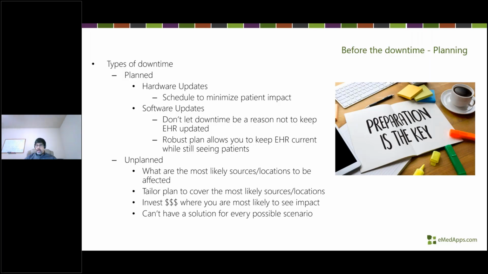Determine when it makes sense for your hosting vendor to schedule your hardware updates or downtimes for server maintenance. They have to bring the servers down, reboot them, whatever the operation that they need to perform is. That schedule works with your team and works with your off-hour processes as well.